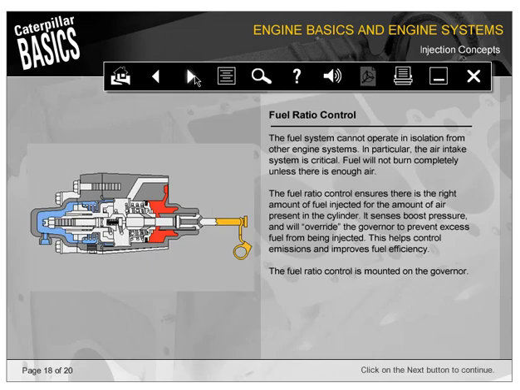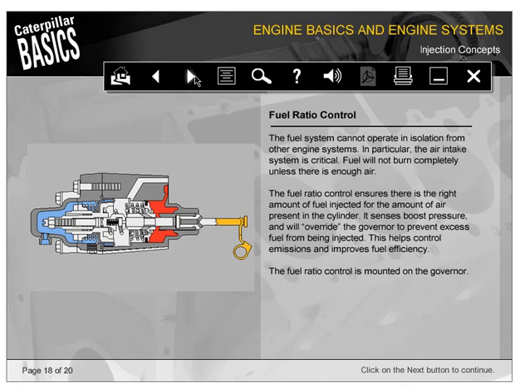The fuel system cannot operate in isolation from other engine systems. In particular, the air intake system is critical. Fuel will not burn completely unless there is enough air. The fuel ratio control ensures there is the right amount of fuel injected for the amount of air present in the cylinder. It senses boost pressure and will override the governor to prevent excess fuel from being injected. This helps control emissions and improves fuel efficiency.